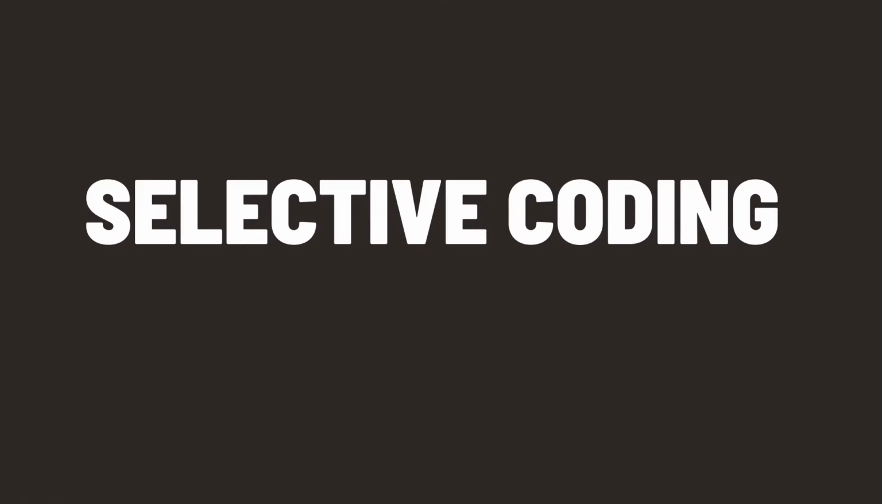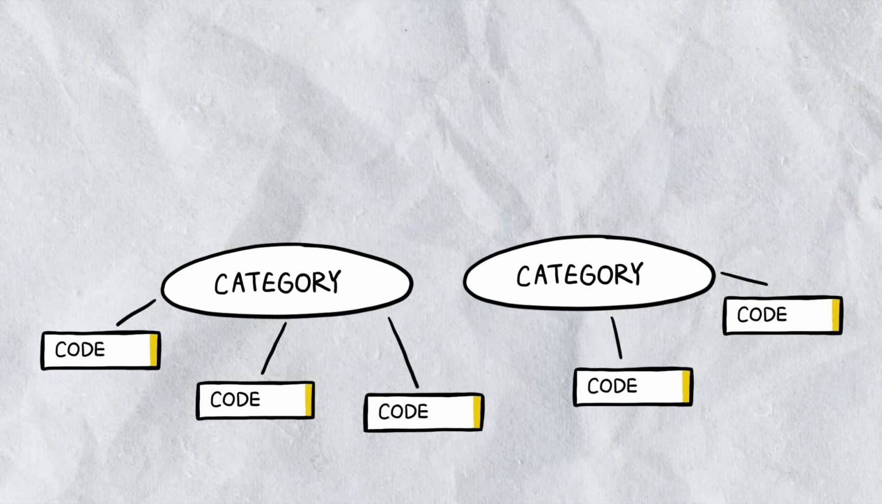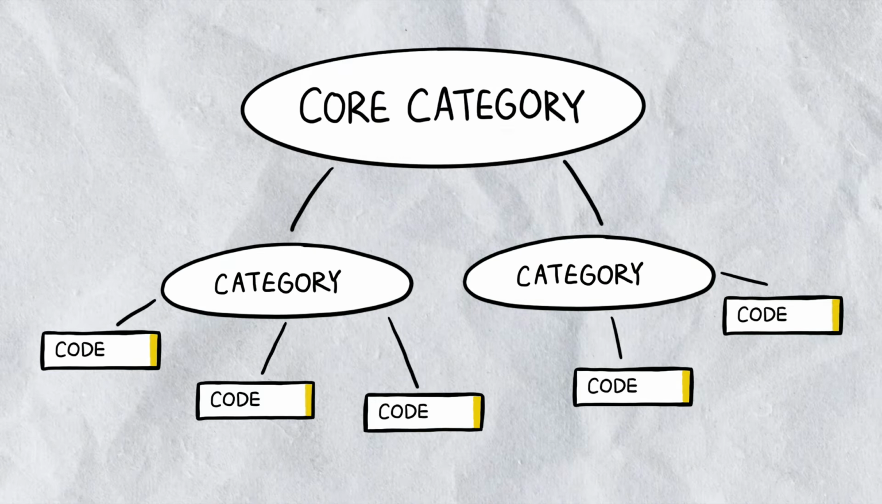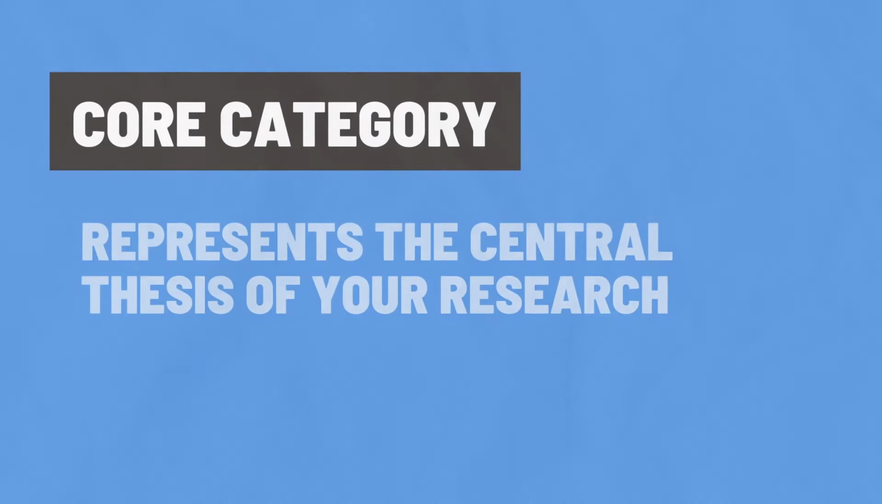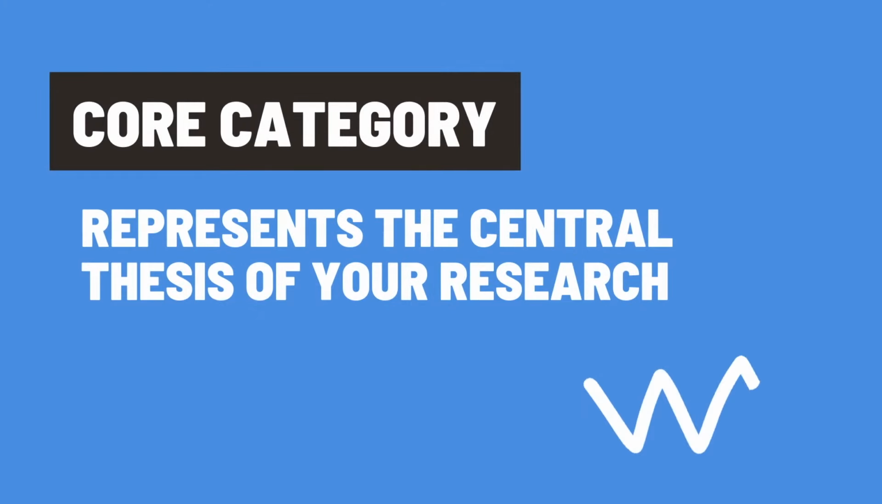Then, you end with selective coding, where you connect all your categories from axial coding together around one core category. In doing so, this core category represents the central thesis of your research.